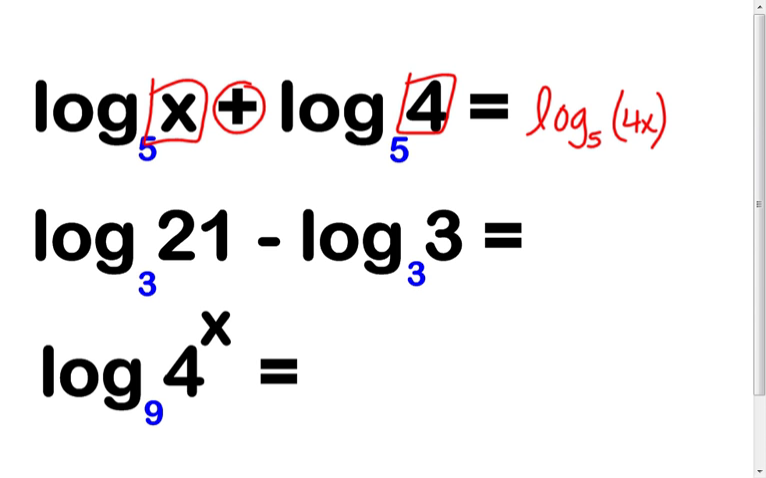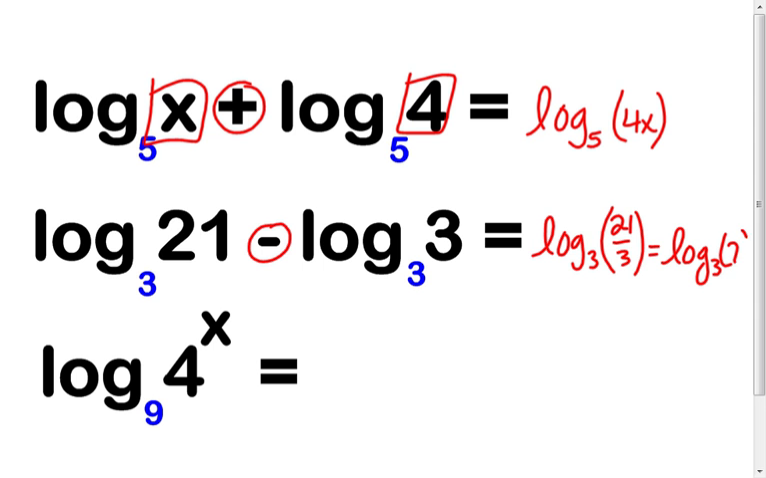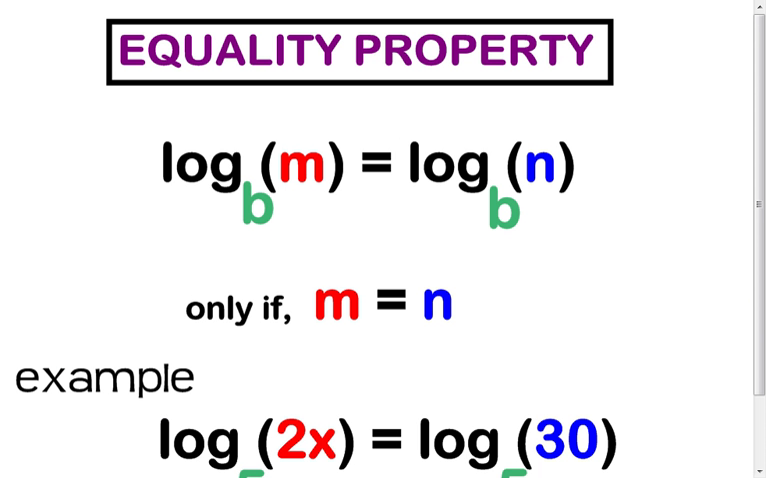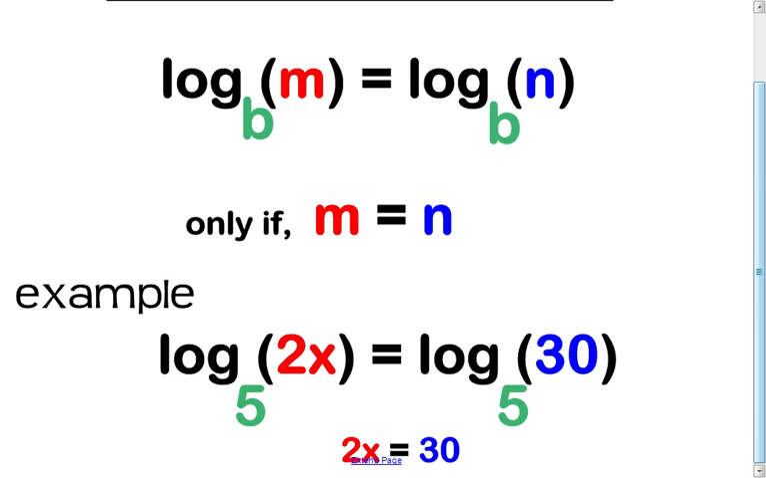When there's a subtraction sign in between here, I can divide. So I will have log base 3, and again, they have to have the same base, of 21 divided by 3, which of course is log base 3 of 7. And then here, the exponent can come out in front, and this becomes x times log base 9 of 4. Just some quick reminders of those properties. Then there's the equality property, which makes sense. The only way that these two would be equal would be if 2x were to equal 30, and then x would have to be 15.